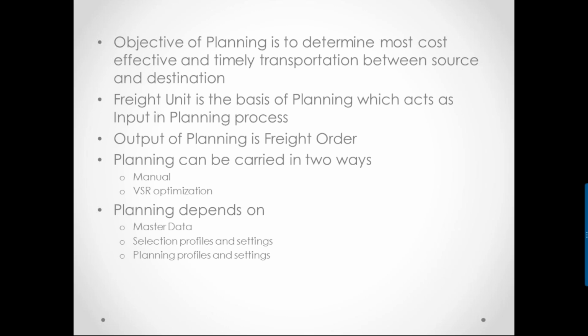Planning can be carried out in two ways. One is manual planning, and one is VSR optimization. Manual planning means that we have to execute each and every profile. VSR optimization is vehicle scheduling and resource optimization, which is done through batch jobs or programs which we execute in the back end.